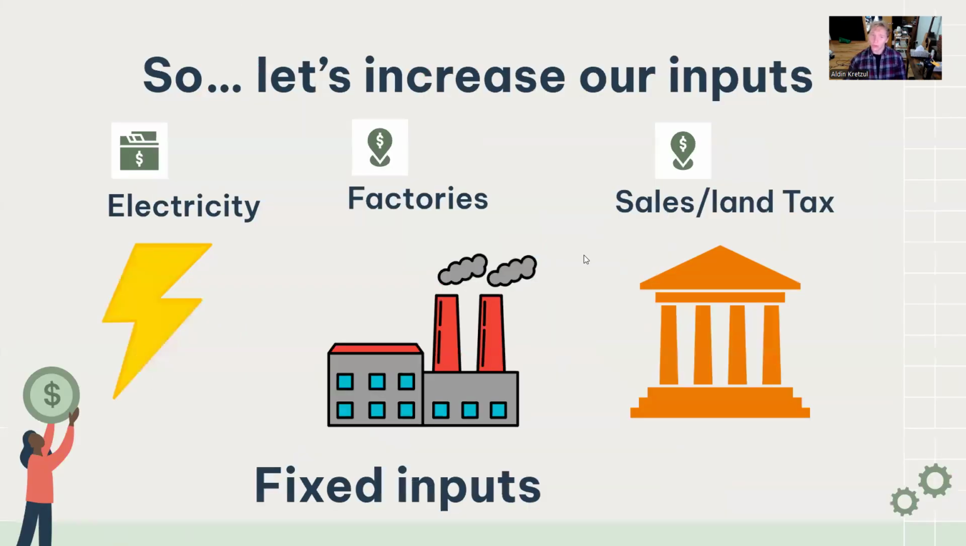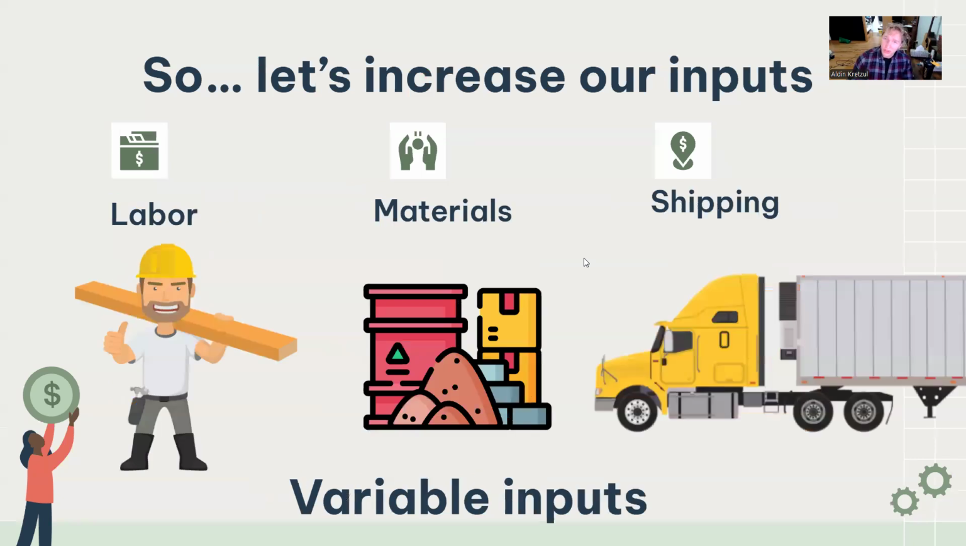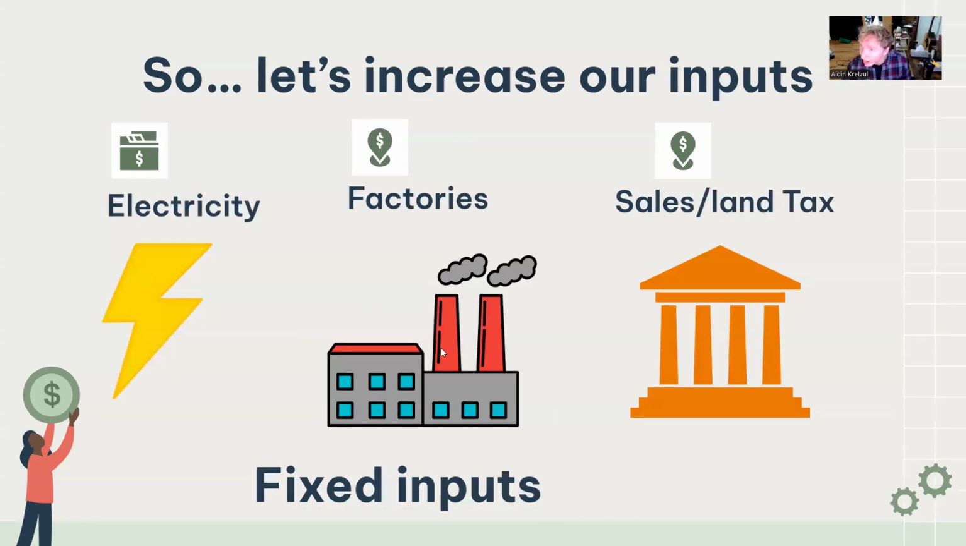How do we do that? Well, first, we need to increase our inputs. Logically, let's build a new factory, right? Or no, actually, let's rent out a new factory. What that's going to cost us is the rent for a new factory, let's say 10 grand a month, along with more electrical costs and more sales and land taxes.